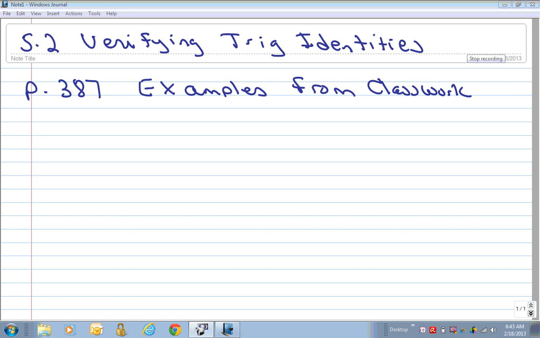Okay, we're at 5.2, Verifying Trig Identities. This is page 387, or the examples I'm doing are from page 387. These are several examples from your classwork, so you're going to want to have these written down to help you while you're working through your classwork.